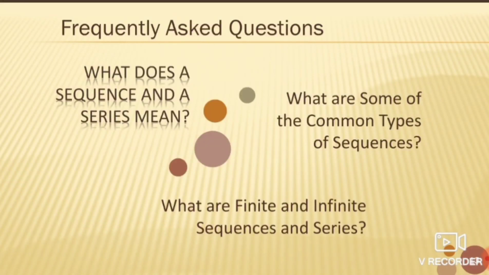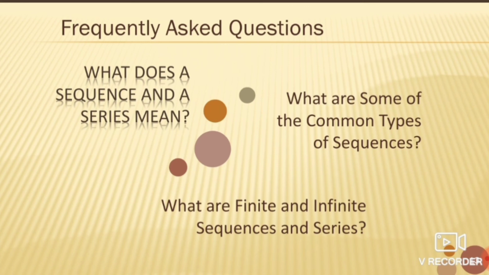Question 1. What do sequence and series mean? A sequence is defined as an arrangement of numbers in a particular order. On the other hand, a series is defined as the sum of the elements of a sequence. Question 2. What are some of the common types of sequences? A few popular sequences in math are arithmetic sequence, geometric sequence, harmonic sequence, and Fibonacci numbers.